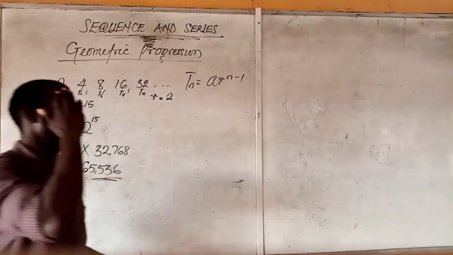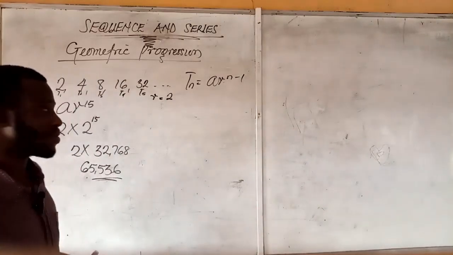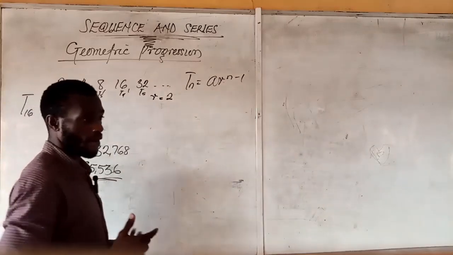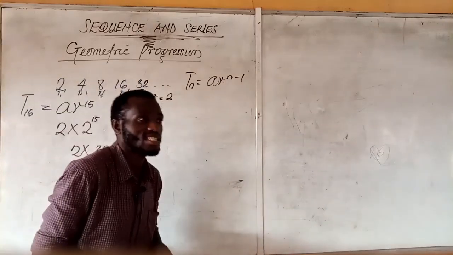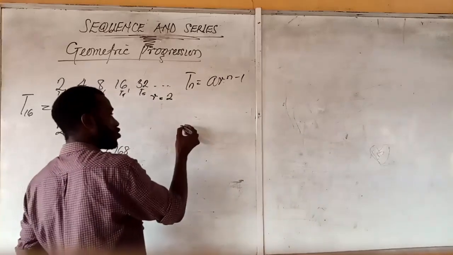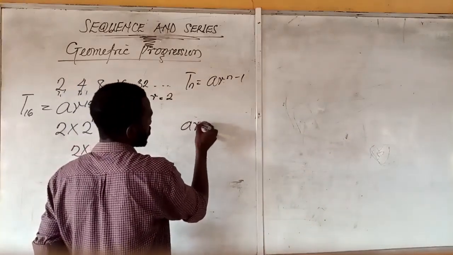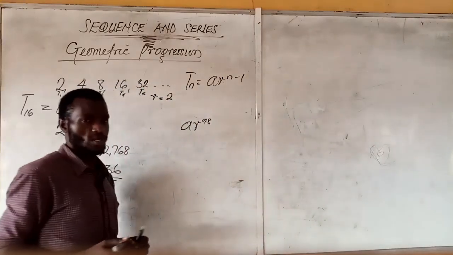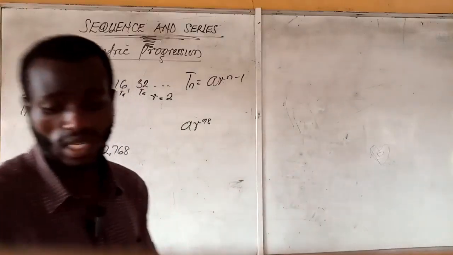So what does that mean? If you have to find the 5th term, you simply say AR raised to the power 4. You have to find the 99th term of a GP. It's going to be what? AR raised to the power 98. Do you understand? Alright, so that is how you go about GP.